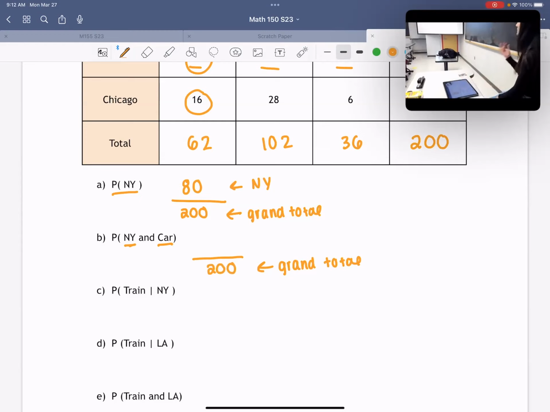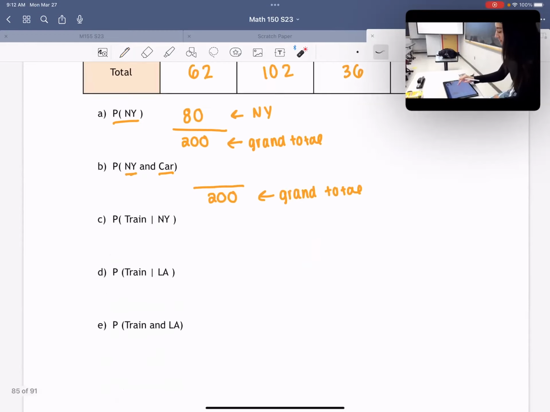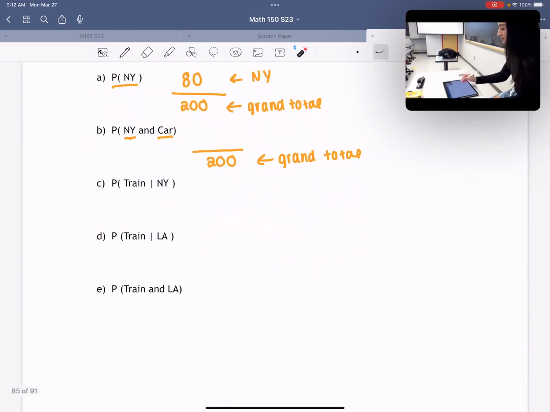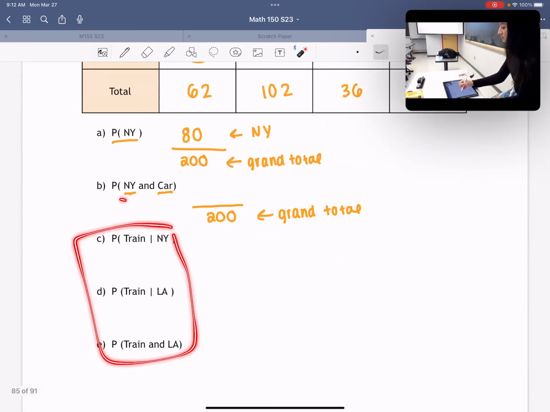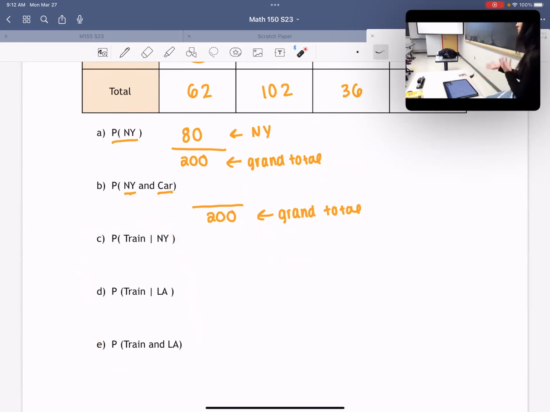Really, the only way that bottom number is not going to be 200 is when we get to these conditional probabilities down here. Whenever we're trying to find a regular probability that says and, or, or just a normal one-thing probability, the number on the bottom is always going to be the grand total.